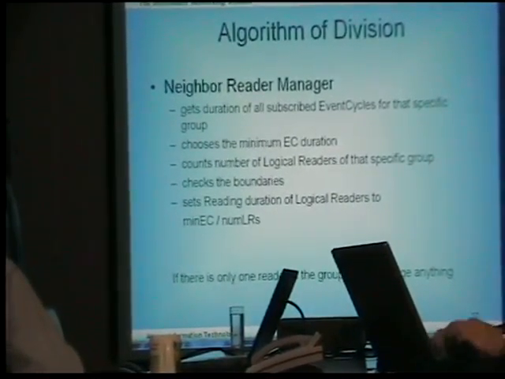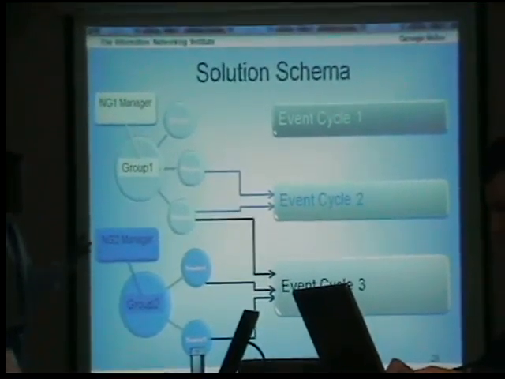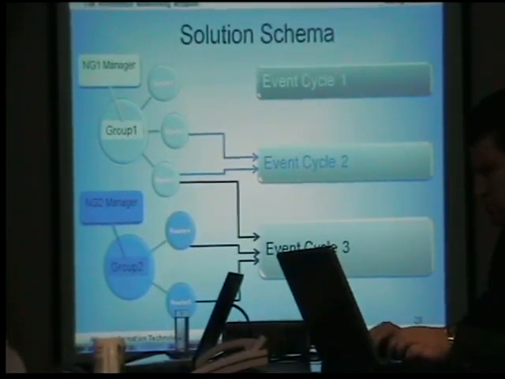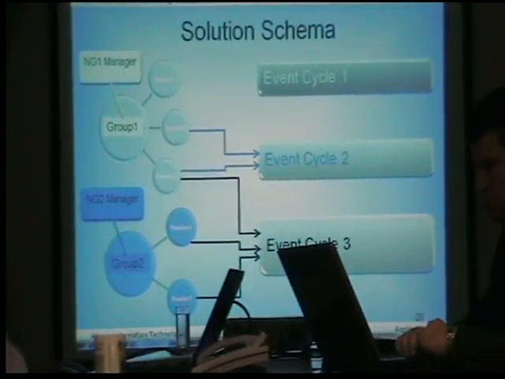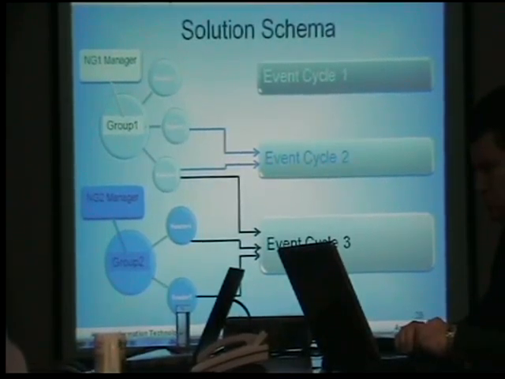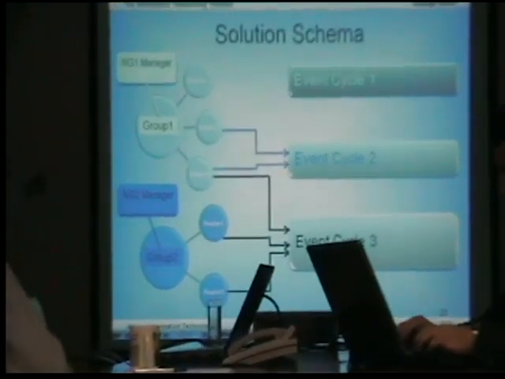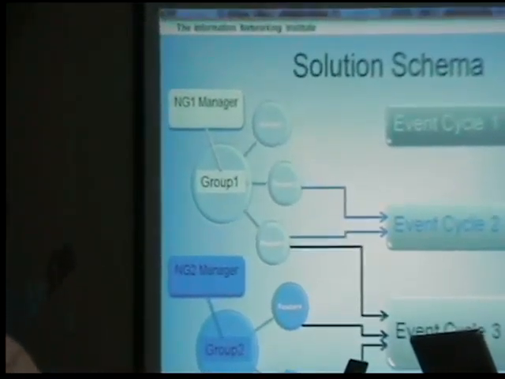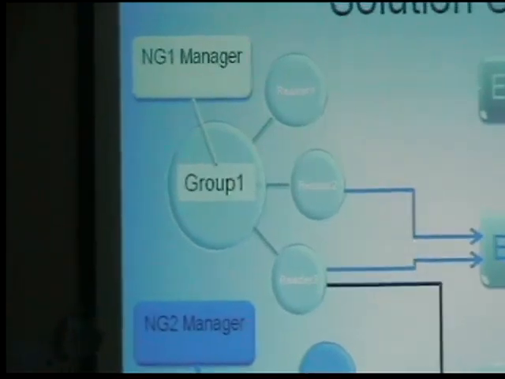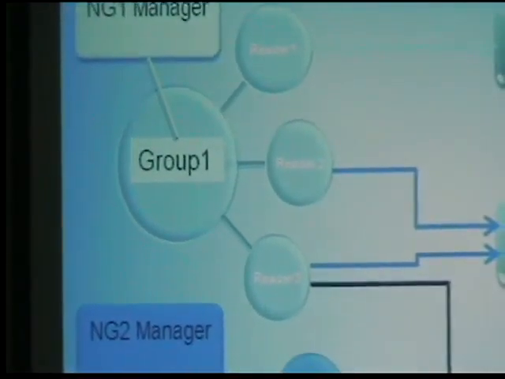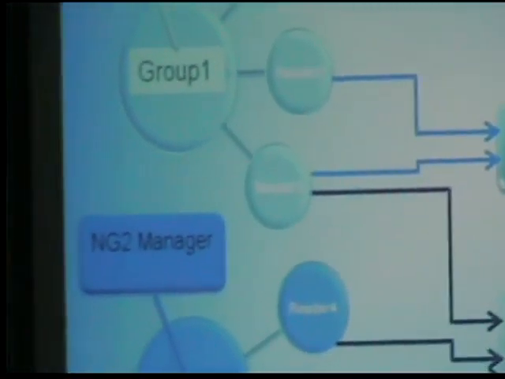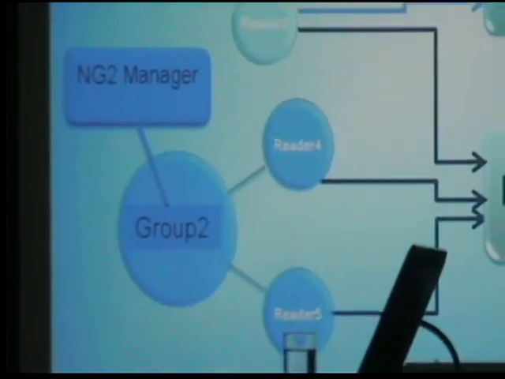So if you take the schema of my solution, as I mentioned, in this picture we have two neighbor reader managers. One has 3 readers, another has 2 readers. Each reader is subscribed to a specific event cycle. The important thing to mention in this graph is that different readers in different groups can be subscribed to the same event cycle.